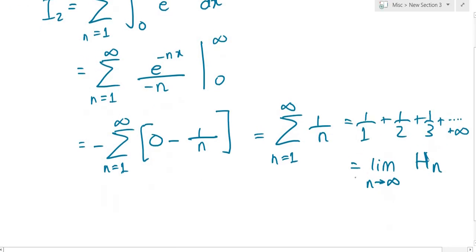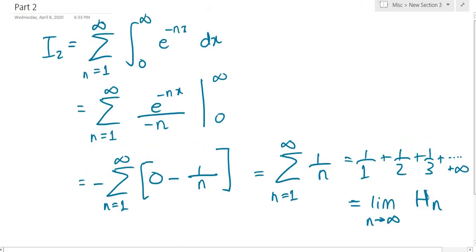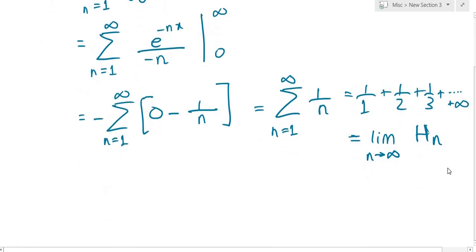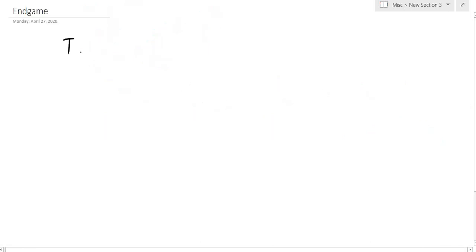That's the proper notation for the harmonic series till infinity terms. Well, we found our I1, we found our I2. Let's just recombine everything and see the whole picture. So our original I was just the sum of I1 and I2.